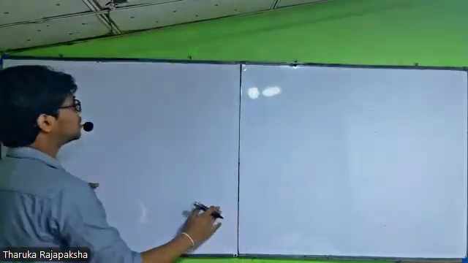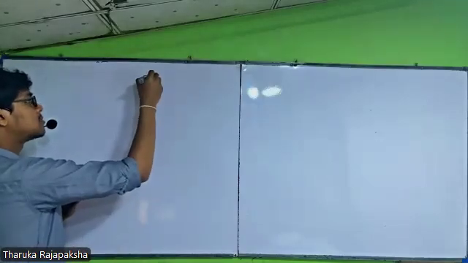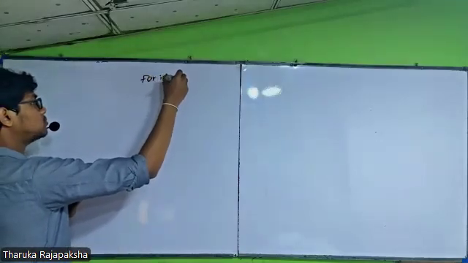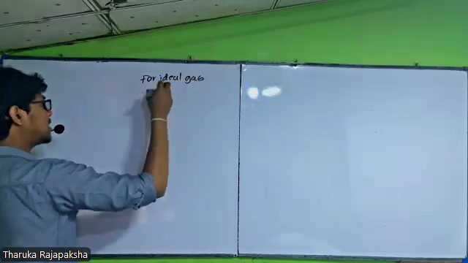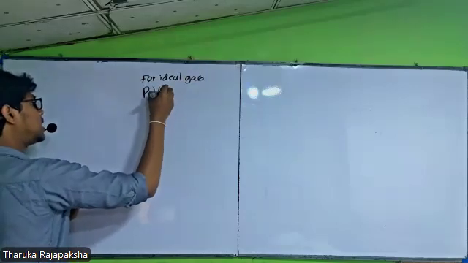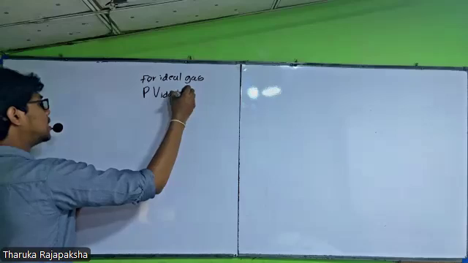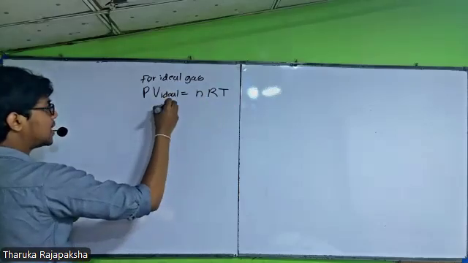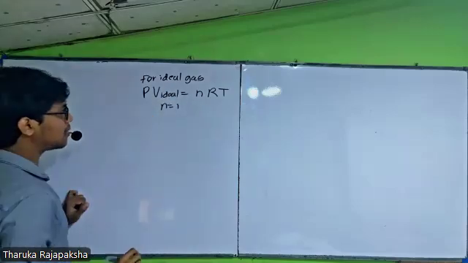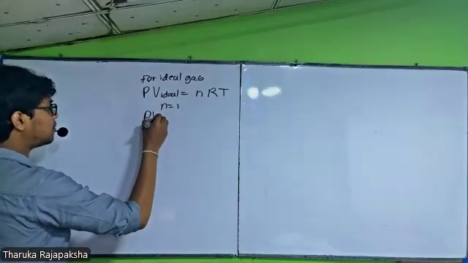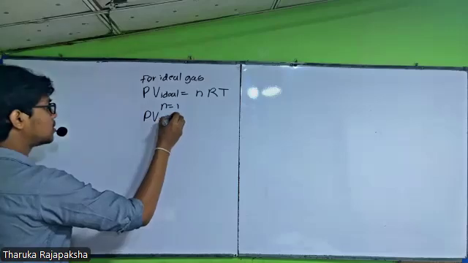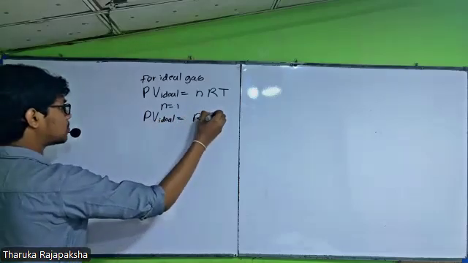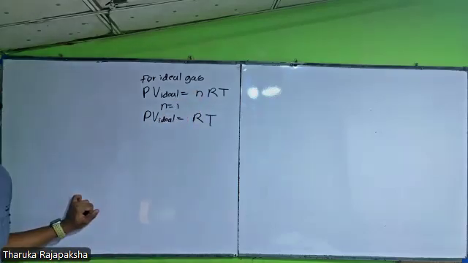Derive something important. Look at this. For an ideal gas, I can write PV ideal equals nRT. If I say n is equal to 1, that means assuming 1 mole of gas, I can write PV ideal equals RT. Right? PV ideal equals RT.